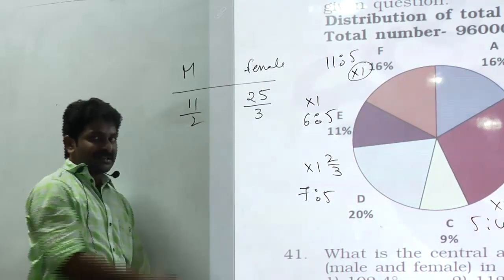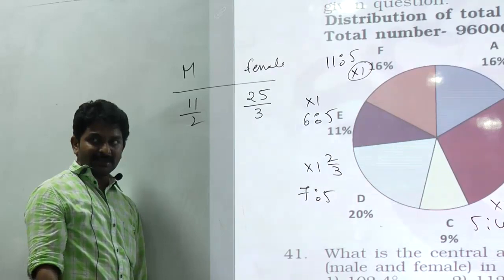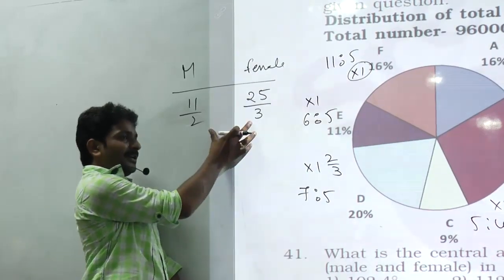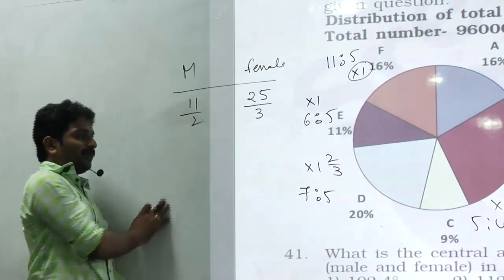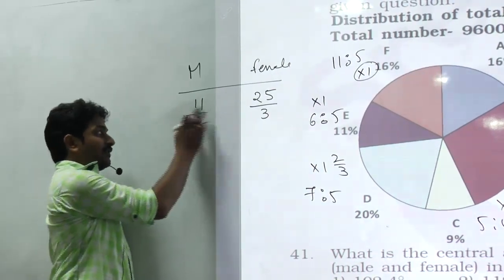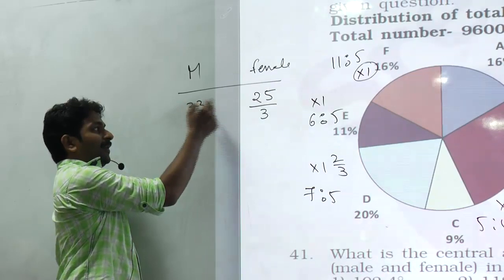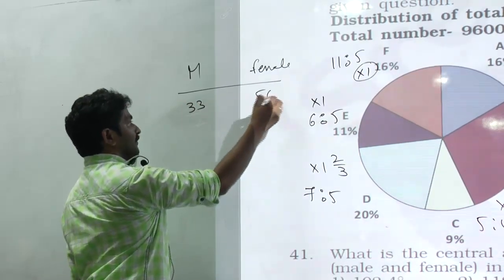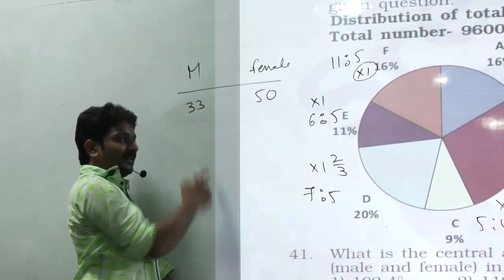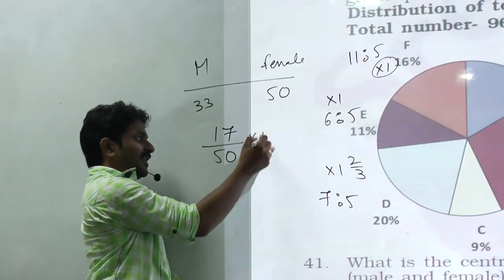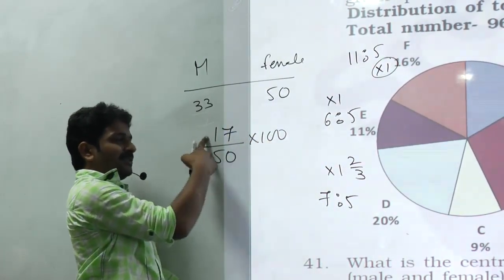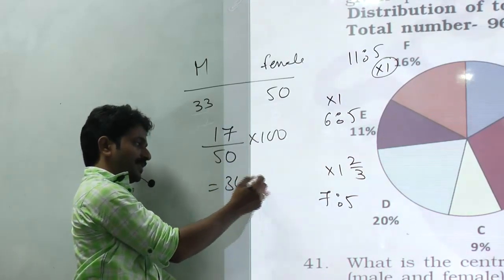You can directly take these numbers, but simplification takes time. I want to eliminate denominators. LCM of denominators is 6. Let's multiply every number with 6. So this becomes 33 and it becomes 50. 33 is how much less than 50? 17. Out of 50. Percentage, right? So into 100. 2 times 34. 34% less.